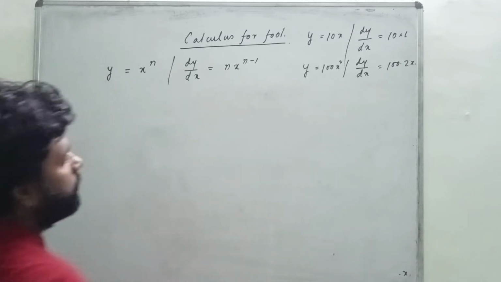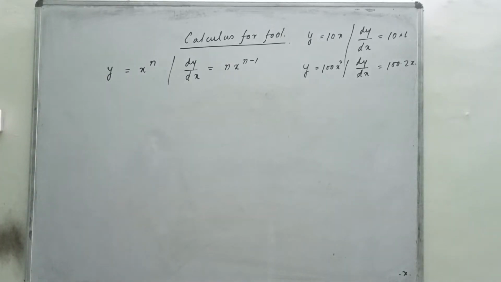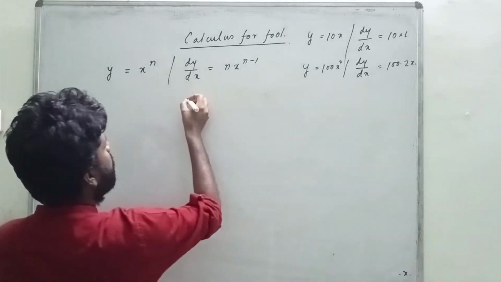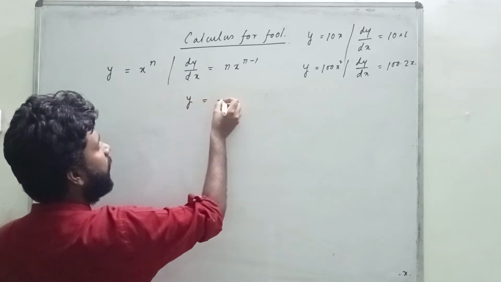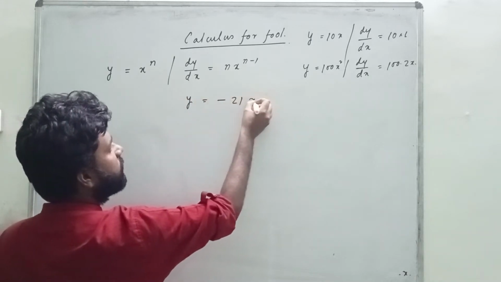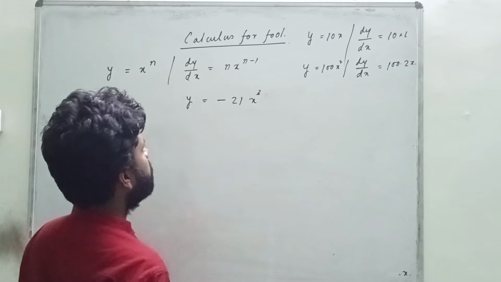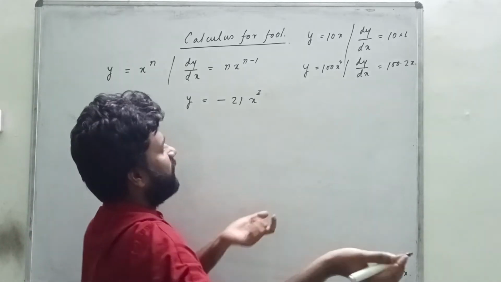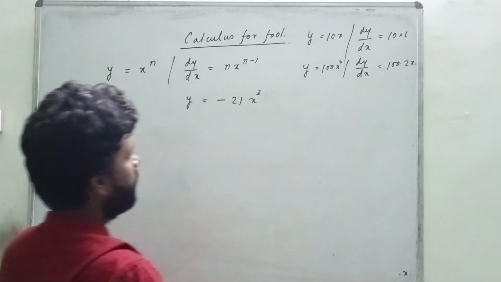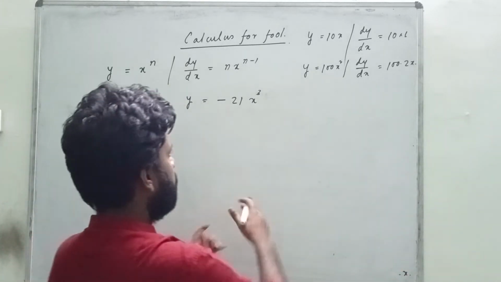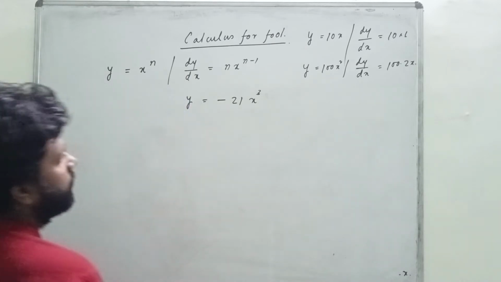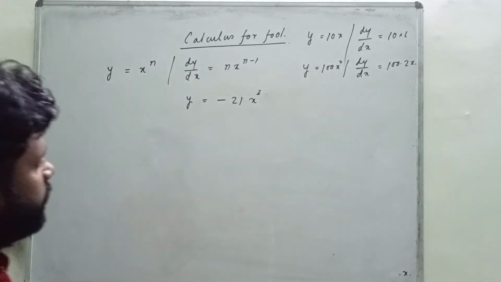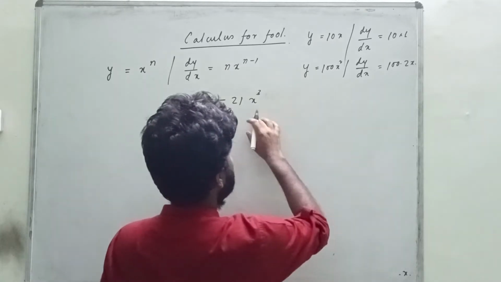If y equals minus 21x cubed, then what will be dy over dx? That is very simple. We'll look forward to our previous calculations. It is a very simple process.